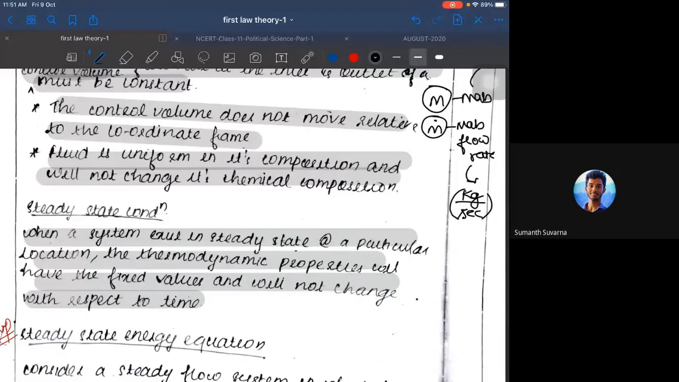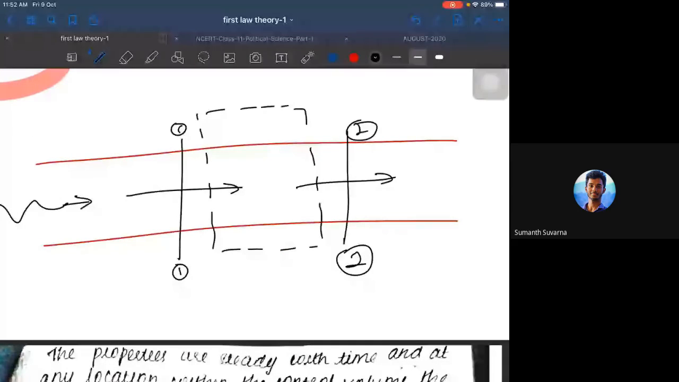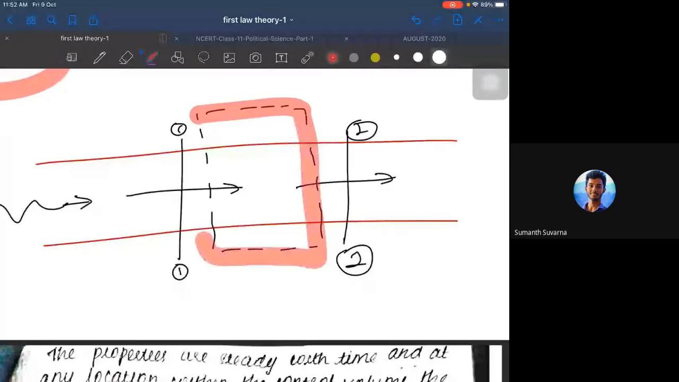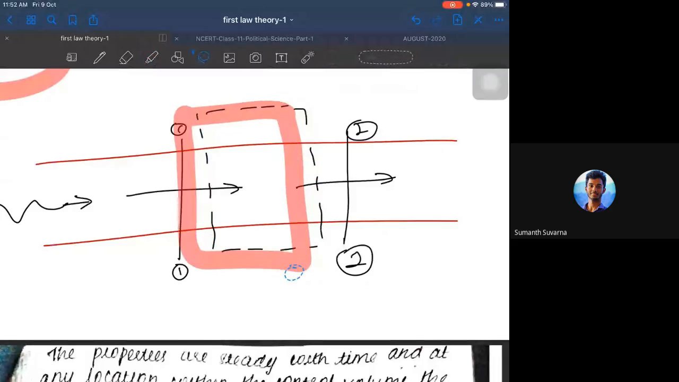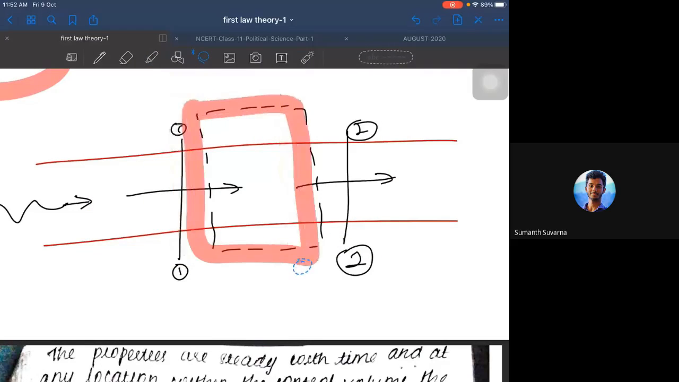Yes, sir. The control volume does not move relative to the coordinate frame. That is what he means. Whatever control volume you specify, like this, suppose you choose this to be a control volume, this particular control volume will not move with respect to the coordinates. It has to be fixed at a particular point. That is your assumption. Okay. Next one, the last one.